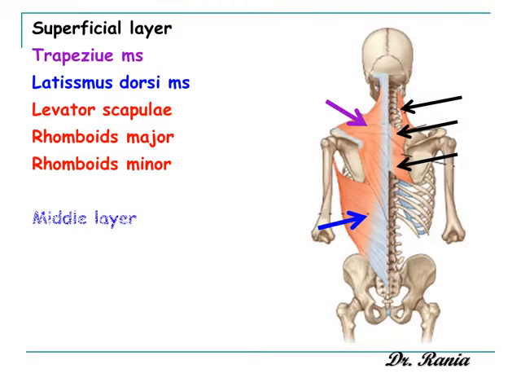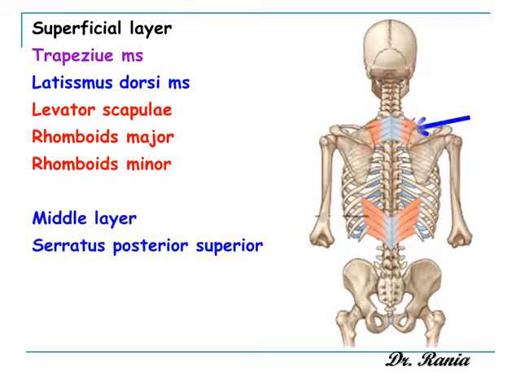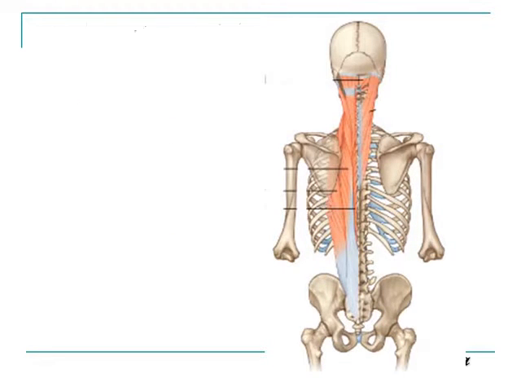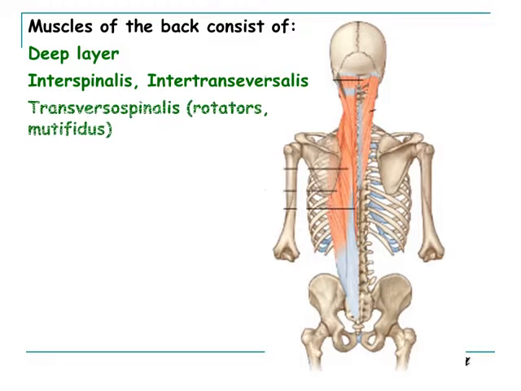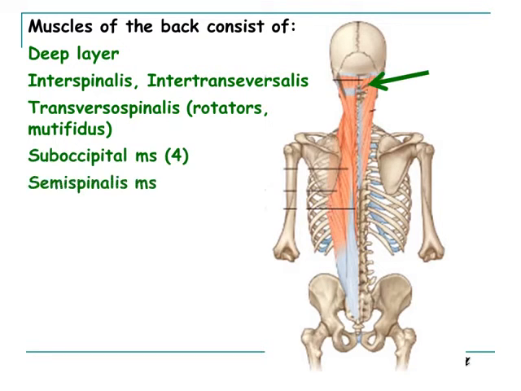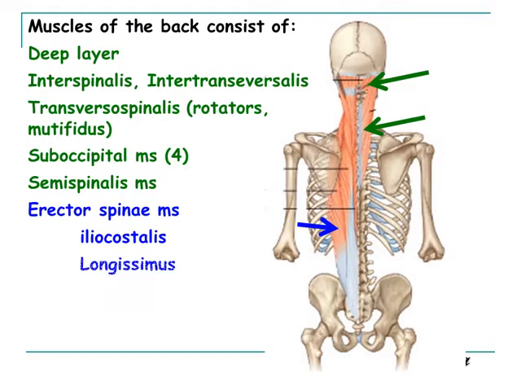When you remove this superficial layer, you will find the middle layer consists of serratus posterior superior muscle and serratus posterior inferior muscle. Removing them, you will find the deep layer. The deepest ones are interspinalis and intertransversalis muscles. Superficial to them, you will find the transversospinalis muscle, which consists of two muscles, the rotators and multifidus muscle. You will find the muscles of the suboccipital triangle, semispinalis muscle, and erector spinae muscle, and the erector spinae muscle consists of three parts: iliocostalis, the lateral part, longissimus, the middle part, and spinalis, the most medial.